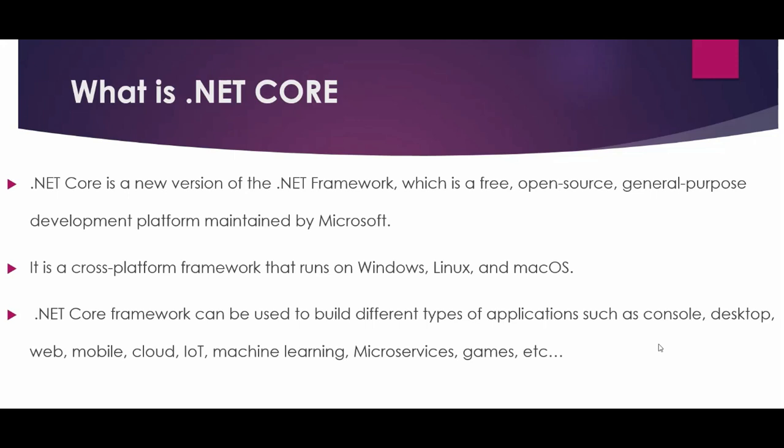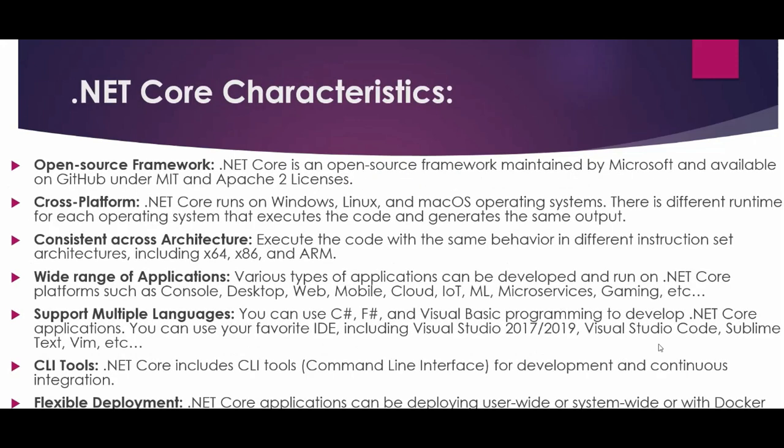So what are some of the characteristics of .NET Core? So .NET Core is an open source framework maintained by Microsoft and available on GitHub under MIT and Apache 2 licenses. It is also cross-platform. .NET Core runs on Windows, Linux, and macOS operating systems. There is a different runtime for each operating system that executes the code and generates the same output.